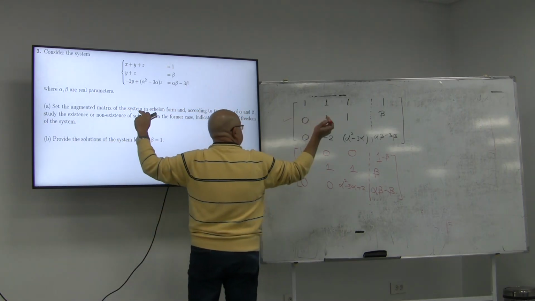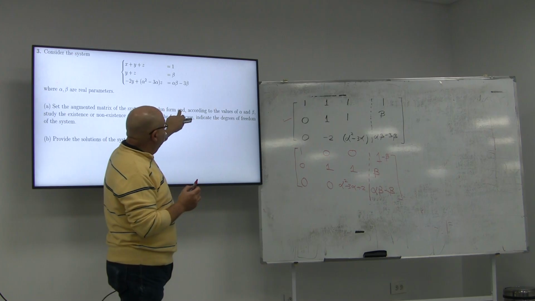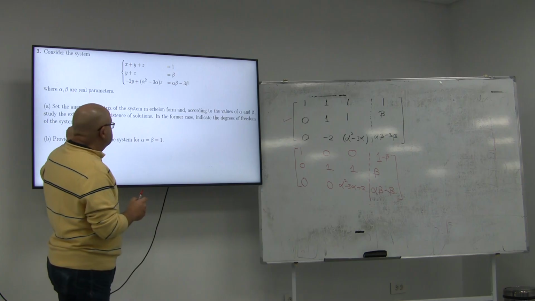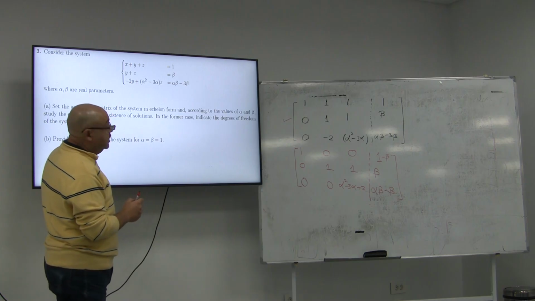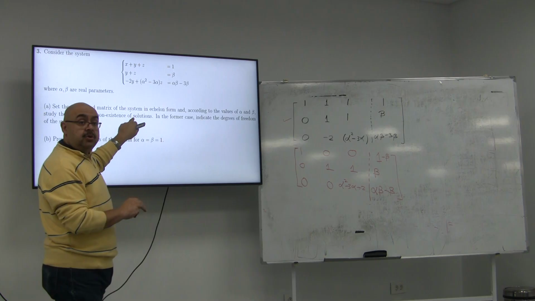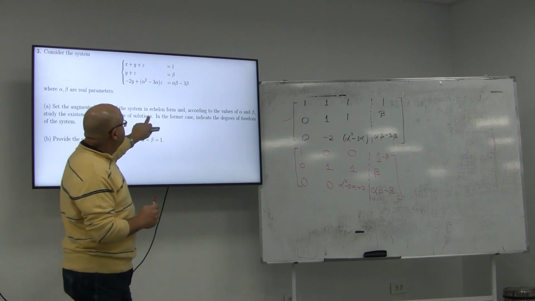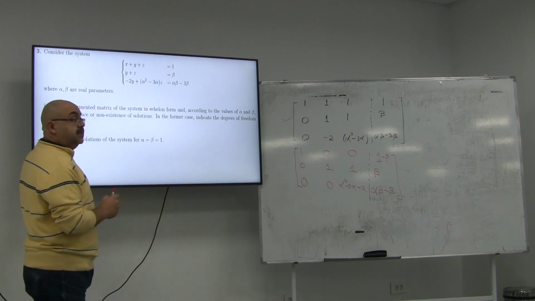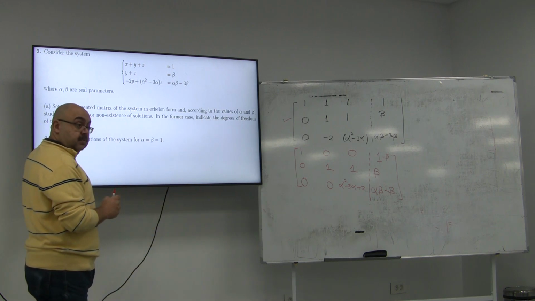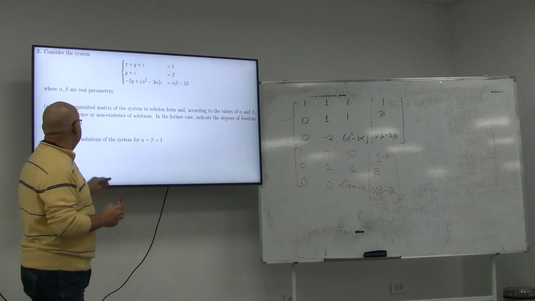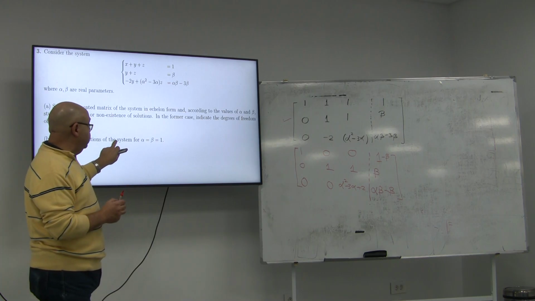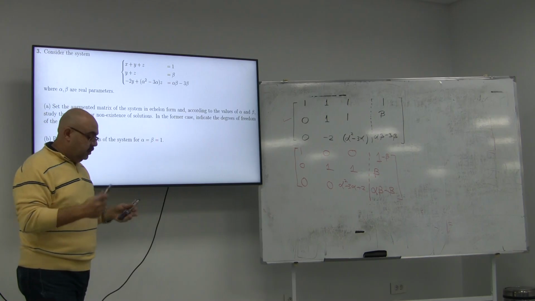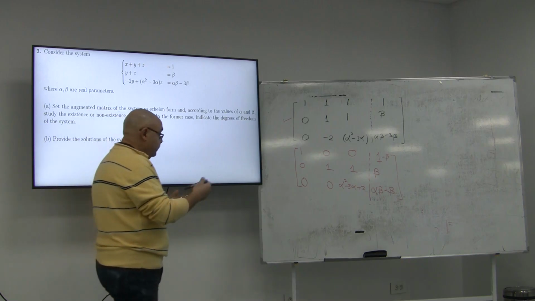ده معناه ان انا جاوبت على جزء يعني ليه درجة. بيقول الاشرم فوق and according to the values of alpha and beta study the existence or non-existence of solutions. امتى يبقى عندك solution امتى يبقى عندك no solution. In the former case, indicate the degrees of freedom of the system. Then the next step: provide the solution of the system once alpha equals beta equals 1. طيب اللي بقى معايا الجزء ده مهم قوي.